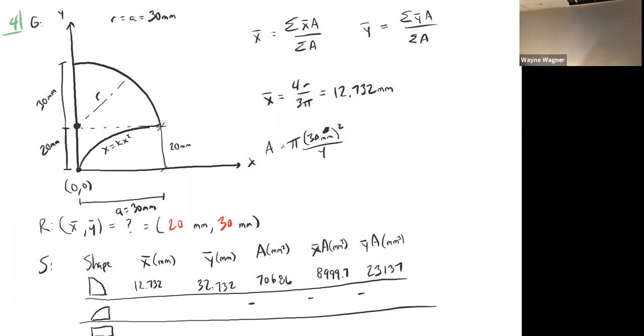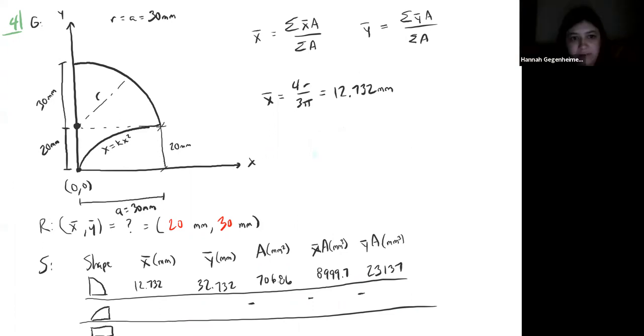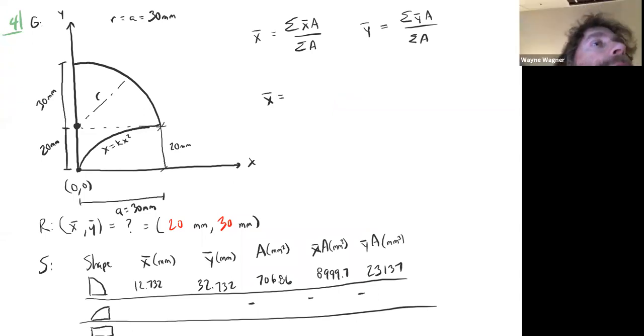All right, so talk to me. What am I calculating for X bar? It'd be 3 times 30 divided by 4. 3a divided by 4, where a is 30 millimeters. So that's 90 divided by 4. What's that, like 22 and a half? Yeah, 22.5. Do I want 22.5 or do I want some other number?